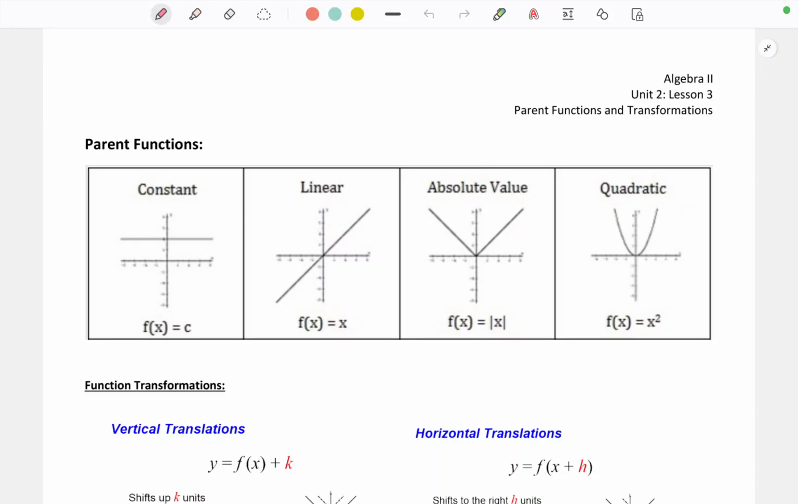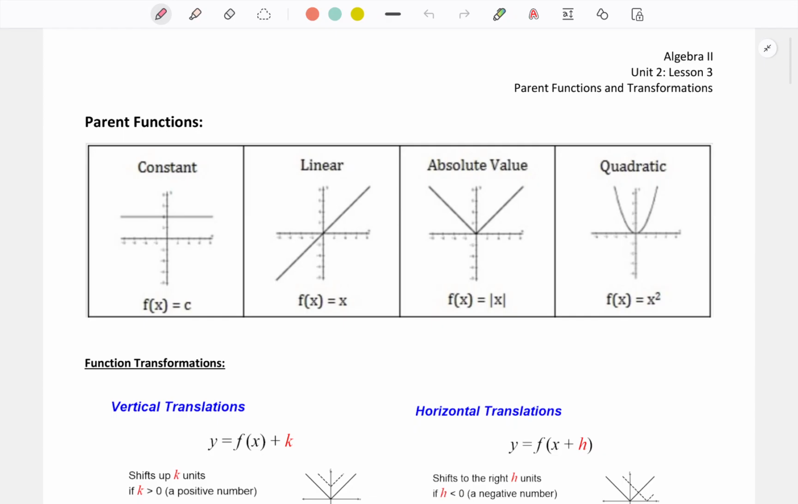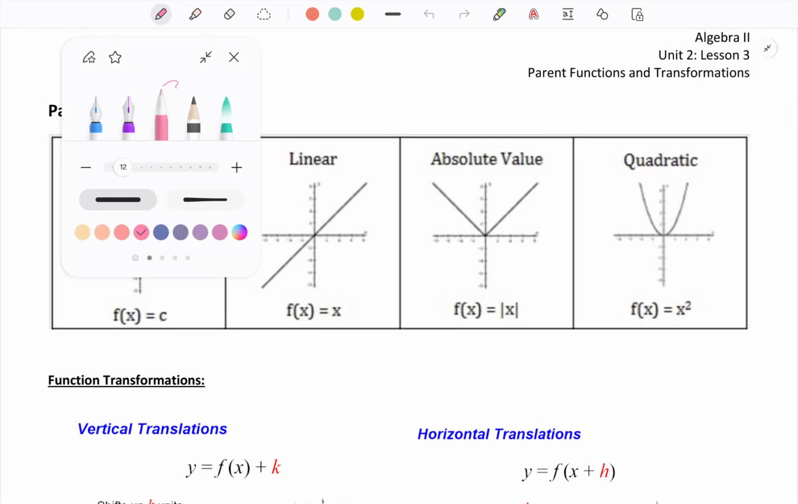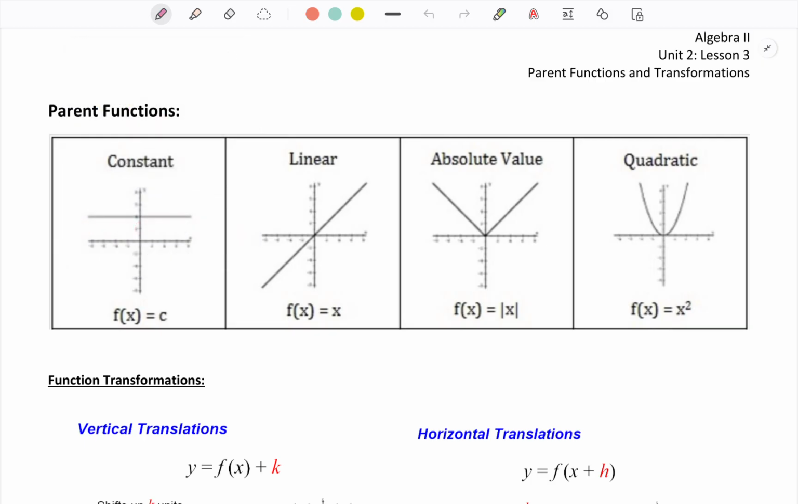So for this lesson, we are going to be looking at some of the parent functions that we will be working with this year. This is by all means not all. And we will also be looking at function transformations. So the four parent functions that we're going to look at today are, first of all, the constant function.